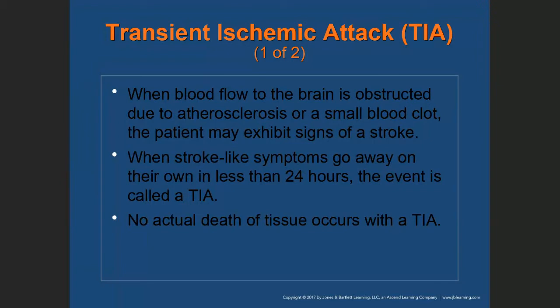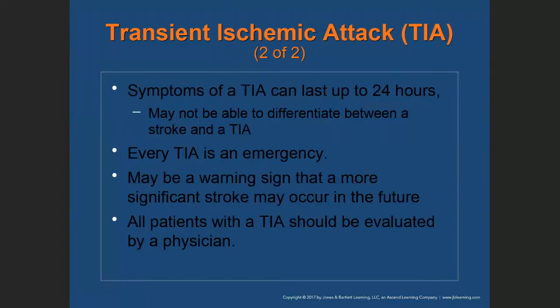So, TIA. When blood flow to the brain is obstructed due to atherosclerosis or a small blood clot, the patient may exhibit signs of a stroke. When stroke-like symptoms go away on their own in less than 24 hours, the event is called a TIA. No actual death of tissue occurs with a TIA. Symptoms of a TIA can last up to 24 hours. You may not be able to differentiate between a stroke and a TIA.